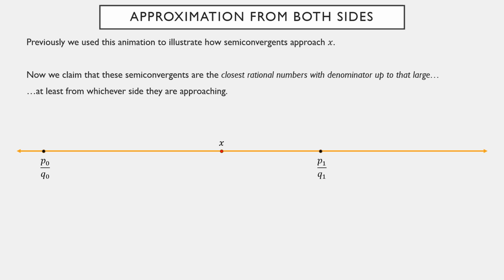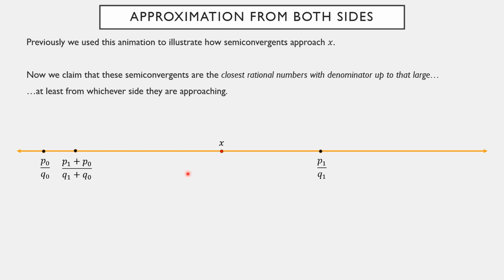Now I'm going to start listing semi-convergents with increasing denominator. If I stopped here, the closest rational number that has denominator up to and including q1 and is bigger than x is this convergent. And the rational number up to and including denominator q1 but less than x, the closest one, is this convergent over here. However, if I allow my denominators to go up to q1 plus q0, I now have a rational number that's closer on the left.